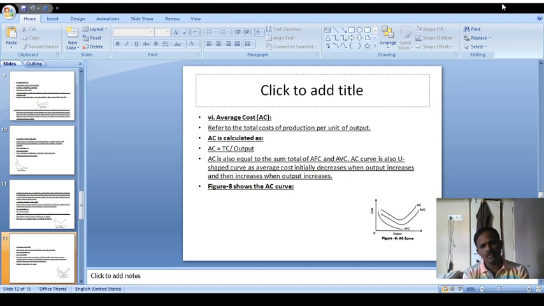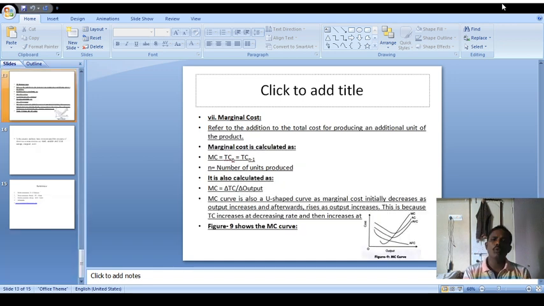Average cost refers to total cost of production per unit of output. AC is calculated as AC is equal to TC by output. AC is also equal to the sum of AFC and AVC. The AC curve is also a U-shaped curve as average cost initially decreases when output increases and then increases when output increases.